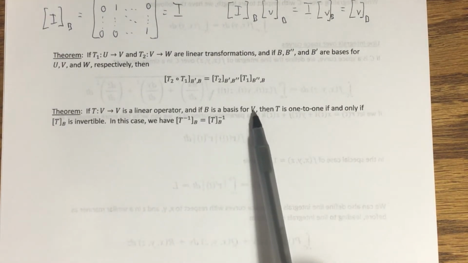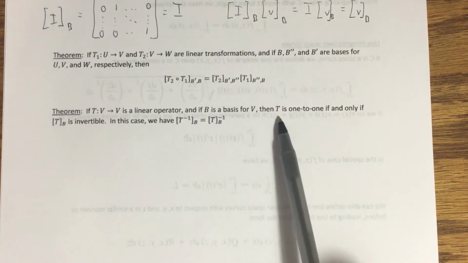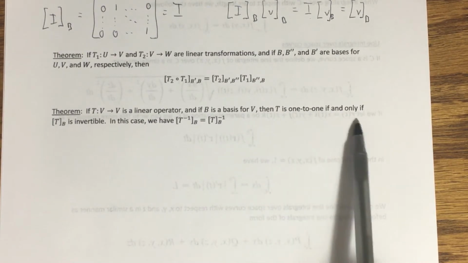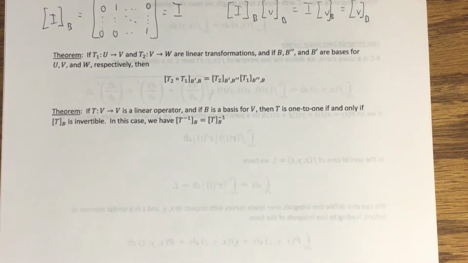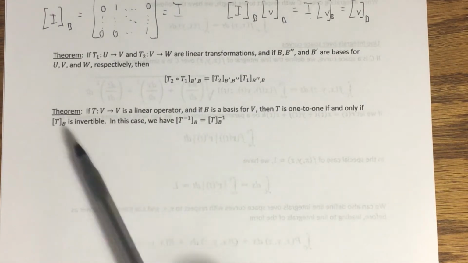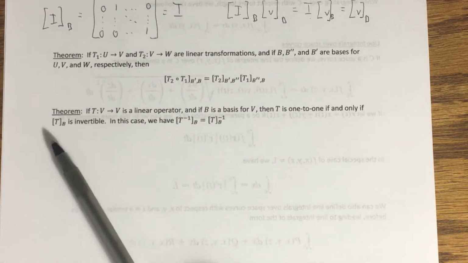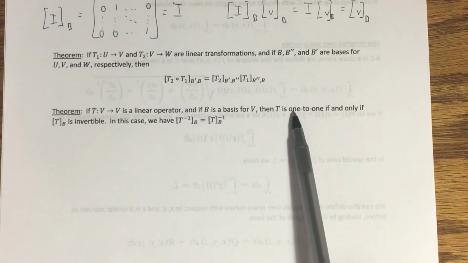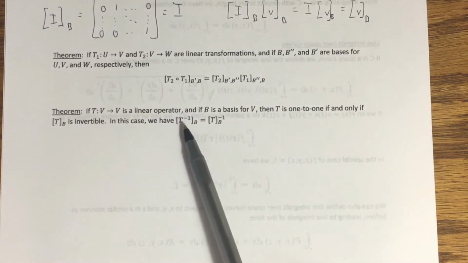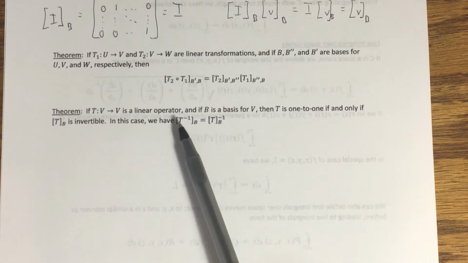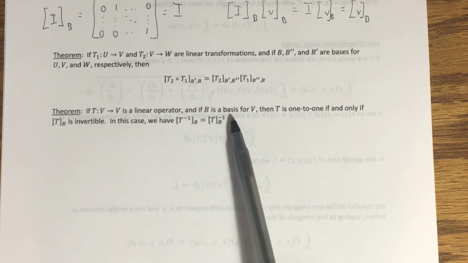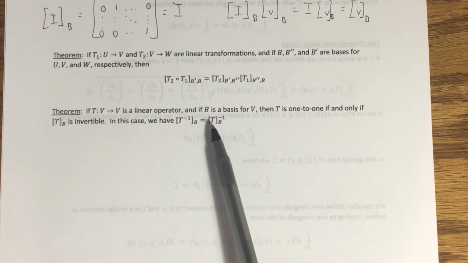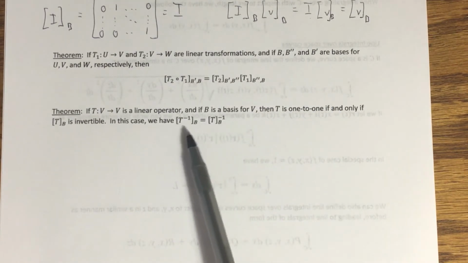Second theorem: if T is a linear operator that maps V into itself, and if B is a basis for V, then we have this really useful equivalence. T is 1-to-1 if and only if the matrix for T is invertible. And not only that, if T is 1-to-1, which makes this an invertible matrix, then because T is 1-to-1, it has an inverse transformation. But it turns out that the matrix for the inverse transformation of T is the inverse of the matrix for T relative to B.